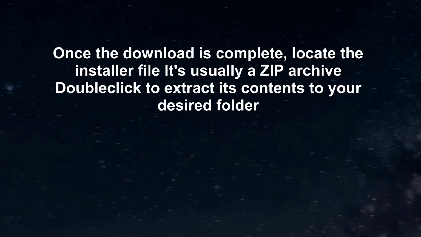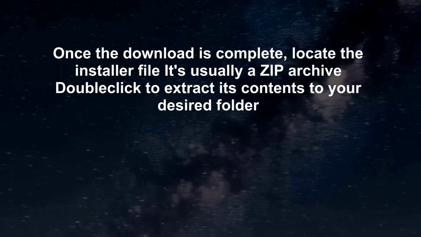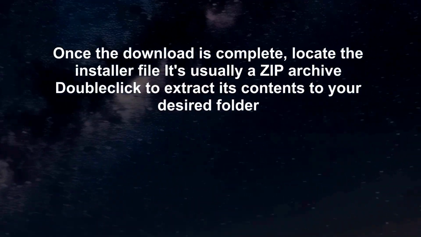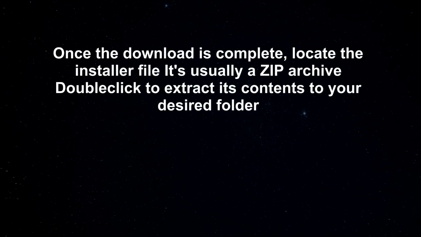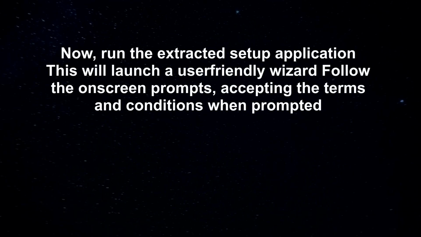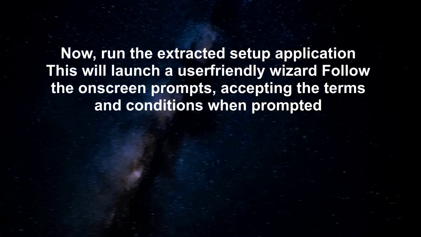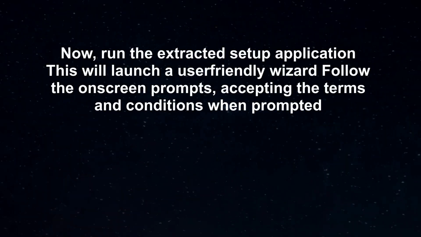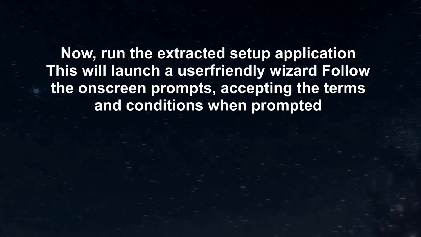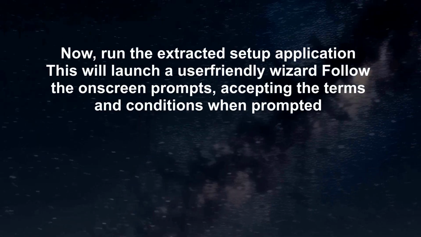Once the download is complete, locate the installer file. It's usually a zip archive. Double-click to extract its contents to your desired folder. Now, run the extracted setup application. This will launch a user-friendly wizard. Follow the on-screen prompts, accepting the terms and conditions when prompted.